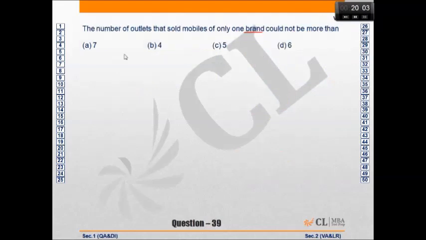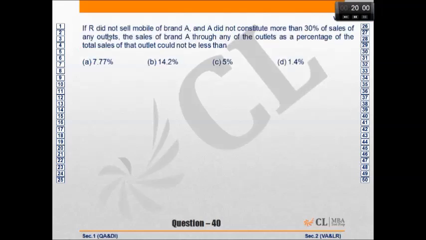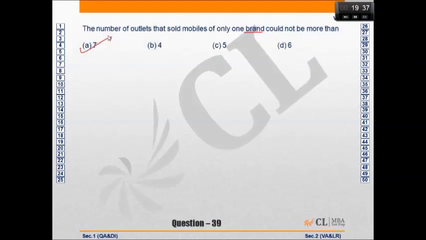Could not be more than 7. There is at least one who does. If R did not sell mobile of brand A, and A did not constitute more than 30% of sales of any outlet. R did not sell A, that means all others sell A. Then the sales of brand A through any outlet as a percent of total sales of that outlet could not be less than... That means the minimum percentage of brand A is what we are looking at.